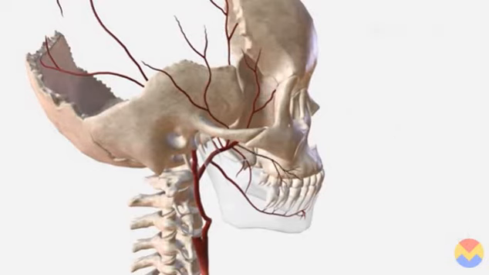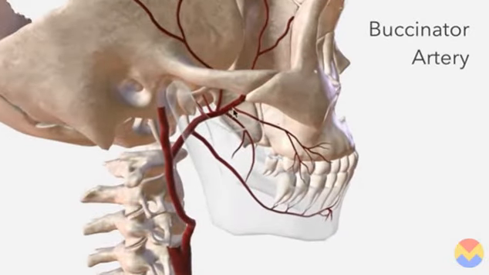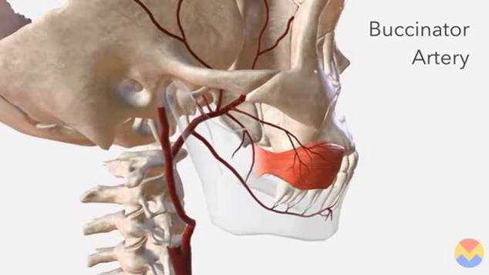Next, we have the buccinator artery, which, as its name would suggest, supplies the buccinator muscle, one of the muscles of mastication.